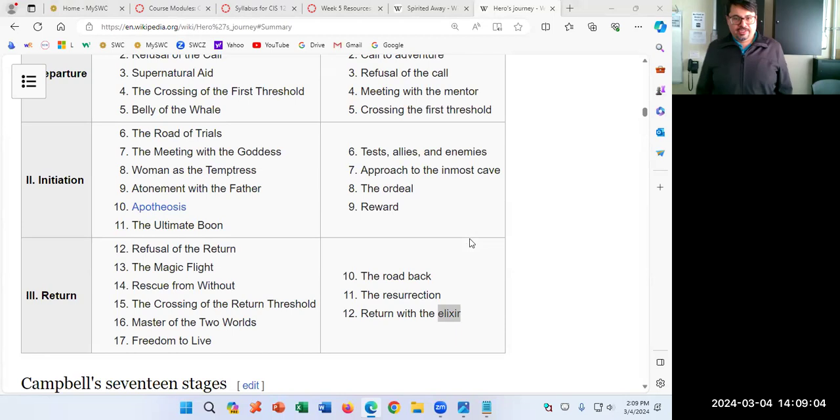Look over here regarding enemies in Iron Man. Yes, Obadiah Stane, and then the terrorists and some other allies like Yinsen. Yeah, Rhodes and Pepper Potts. Good. So good responses there.